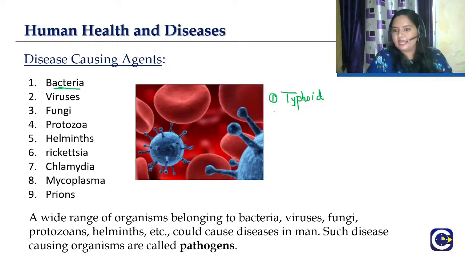Bacterial disease: typhoid, we have done, and the second one is whooping cough. You need to find the causative agent as well. Whooping cough. Third one is pneumonia.